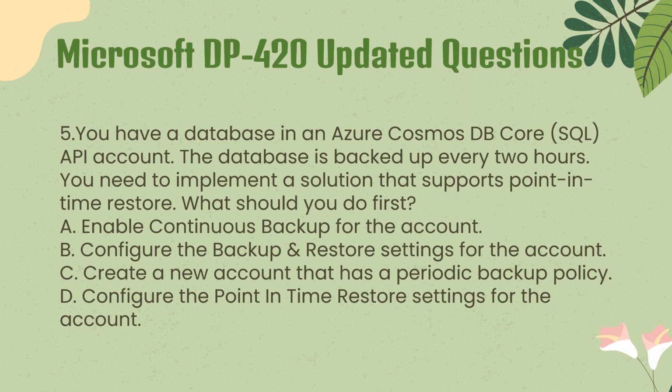5. You have a database in an Azure Cosmos DB Core SQL API account. The database is backed up every 2 hours. You need to implement a solution that supports point-in-time restore. What should you do first? A. Enable continuous backup for the account. B. Configure the backup and restore settings for the account. C. Create a new account that has a periodic backup policy. D. Configure the point-in-time restore settings for the account.